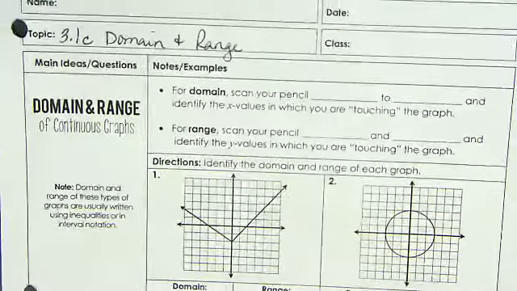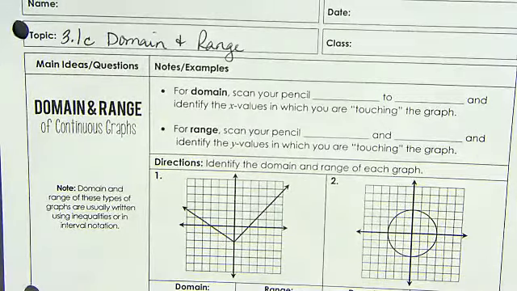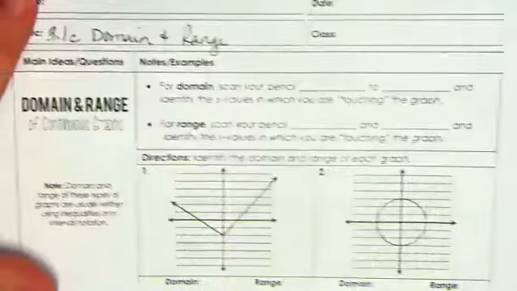Okay, and now this is 3.1C, and this is where we're going to get into more detail and more descriptive about the domain and range. Okay, so here we go.